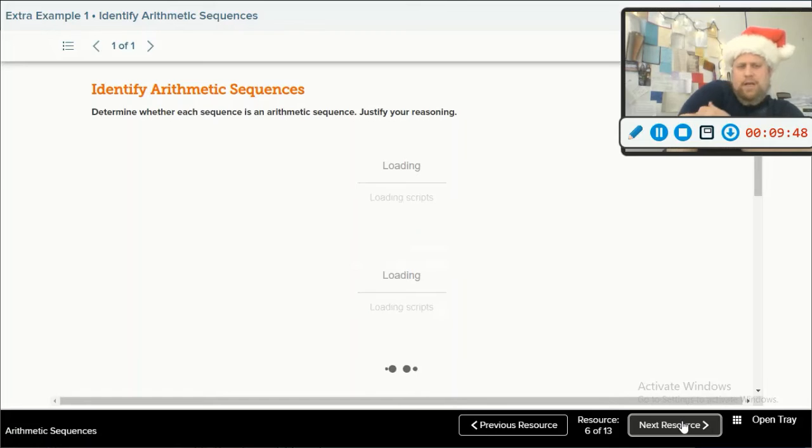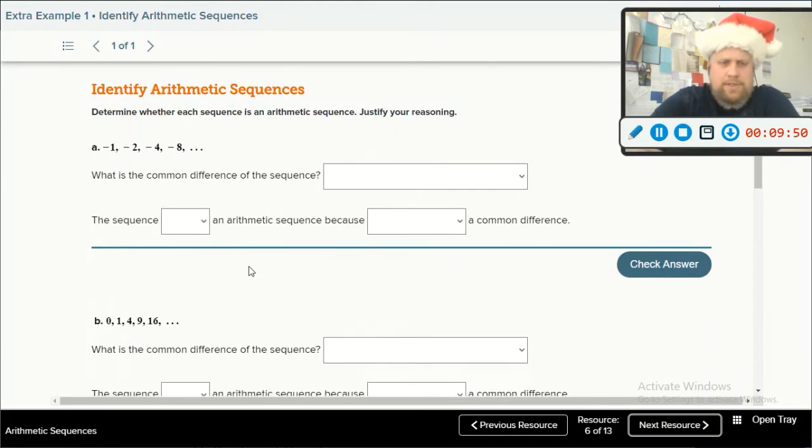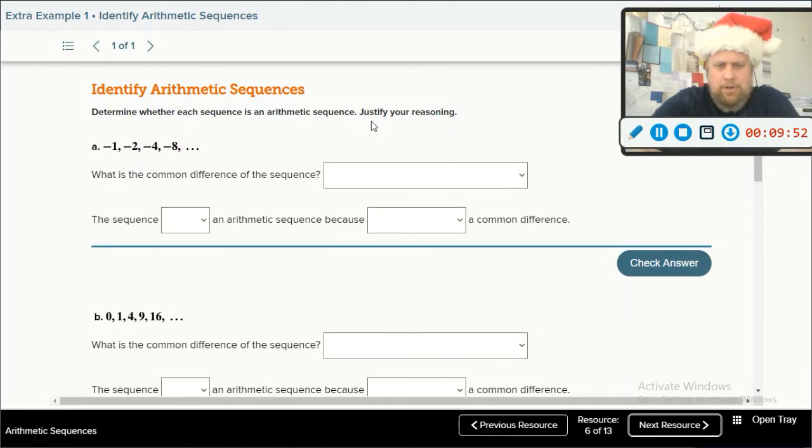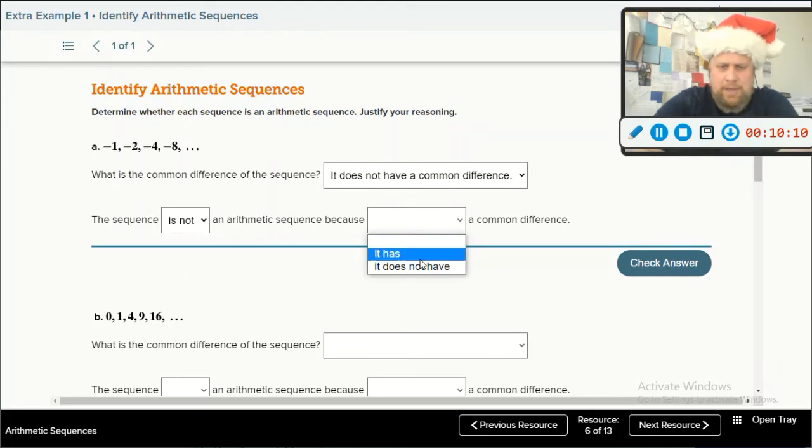Identify arithmetic sequences. Determine whether each sequence is an arithmetic sequence. Justify your reasoning. What is a common difference? Well, negative 1 to negative 2 is minus 1. Negative 2 to negative 4 is minus 2. Negative 4 to negative 8 is minus 4. It doesn't have a common difference. The sequence is not an arithmetic sequence because it does not have a common difference.